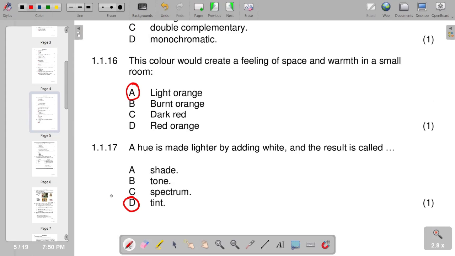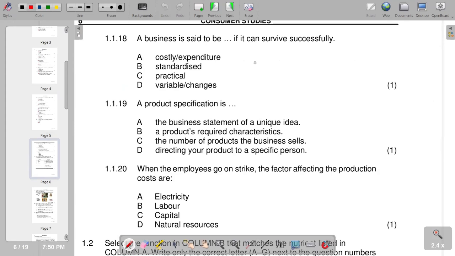Then move on to number 18. A business is said to be dash if it can survive successfully. It is practical. Number 19. A product specification is a product's required characteristics, which we have for B. Number 20. When the employees go on strike, the factor affecting the production cost is obviously labor. Those workers are the ones going on strike.